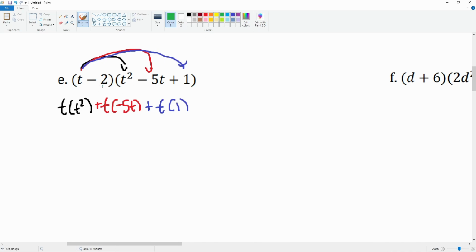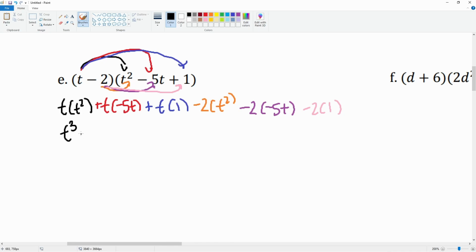Next, I do the second term, which is the negative 2. So there's that negative 2 times t squared, negative 2 parentheses t squared. I'll make this purple. Negative 2 times negative 5t. And then last one, maybe pink. Negative 2 times 1.